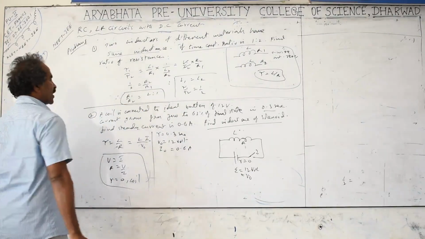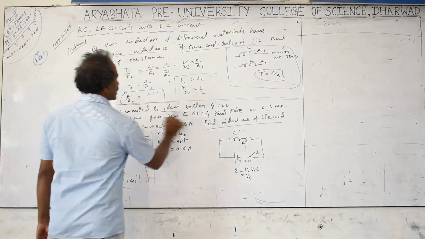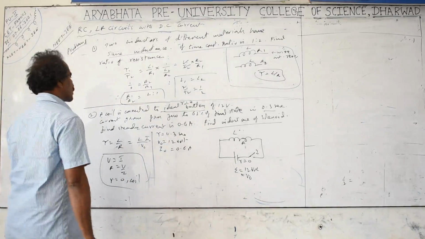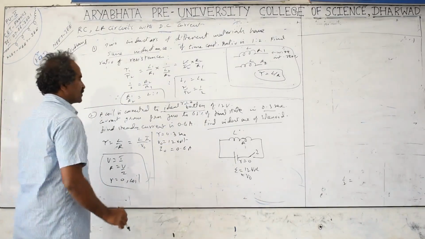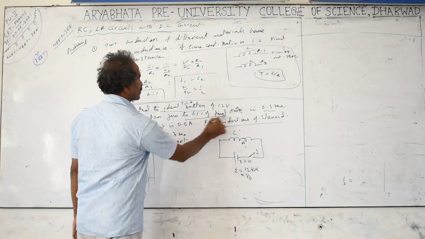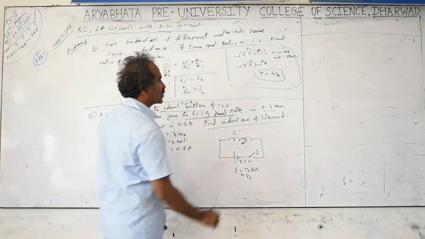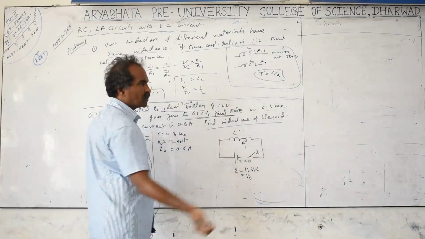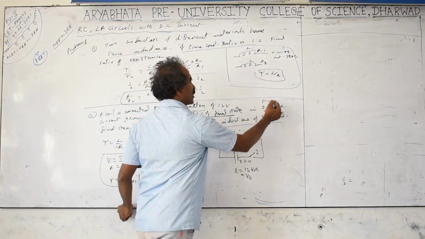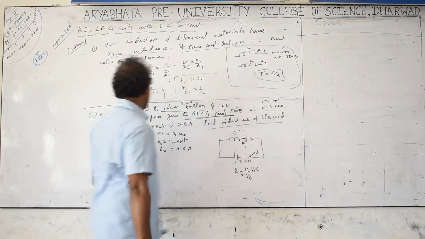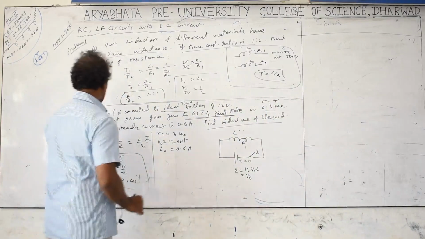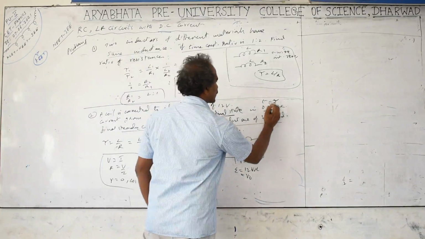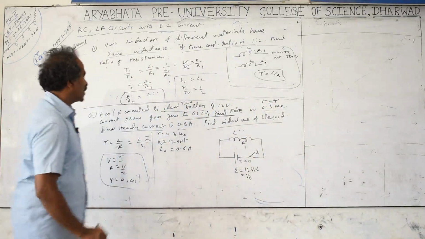Next problem. A coil is connected to an ideal battery of 12 volts. Ideal battery means internal resistance R equal to 0. The current grows from 0 to 63% of the final state. Indirectly they have given that the time taken t equals tau. They don't give the time directly, but 63% increase, or decrease to 37%, means t equals tau, which is 0.3 seconds. And the final steady state current, the constant current, is 0.6 amperes. Find the inductance of the solenoid.